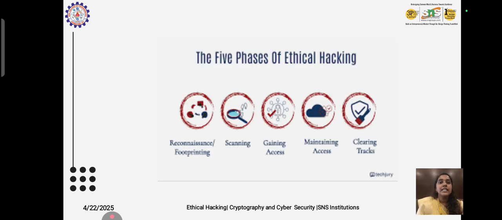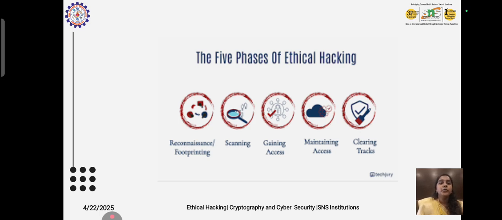Next, let us see the phases of ethical hacking. There are 5 phases of ethical hacking. First is footprinting, next is scanning, next is gaining access, maintaining access, and finally clearing tracks. Let us see everything in detail.